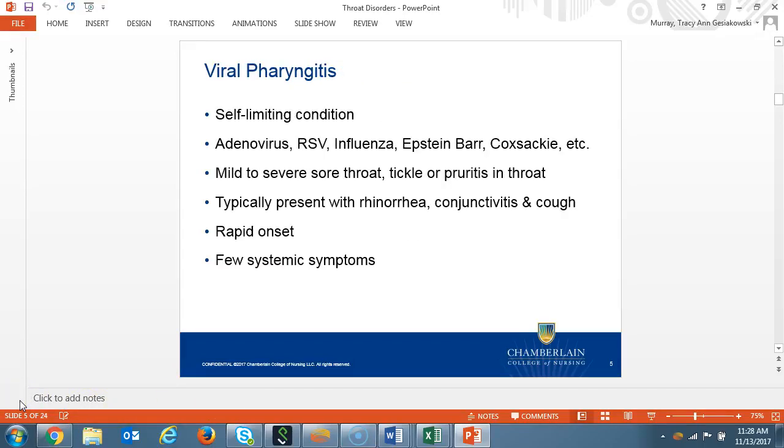Most viral-related cases are self-limiting. Causes of viral pharyngitis include adenovirus, RSV, influenza A and B, Epstein-Barr, Coxsackie, enteroviruses, and herpes simplex as common viral origins. Viral infections usually present with mild to severe throat pain or the sensation of a tickle or pruritus in the throat. Viral infections typically present with rhinorrhea, conjunctivitis, and cough. Symptoms are rapid in onset, but systemic symptoms are few.